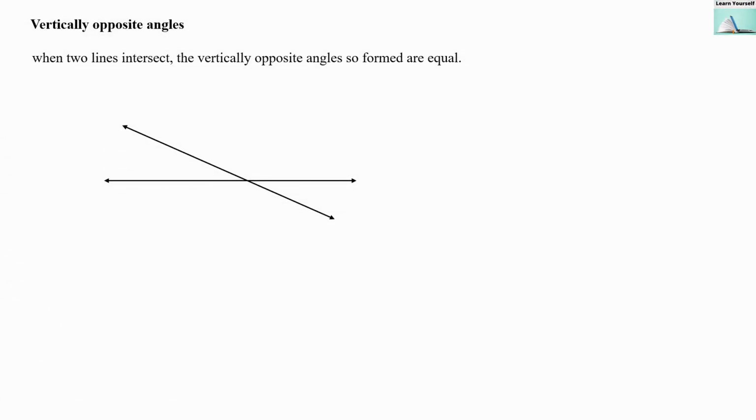Vertically opposite angles. Now these two lines are there, line AB and line CD. They are intersecting with each other at one point and I am giving point O. When two lines intersect, the vertically opposite angles so formed are equal. Now here four angles are being formed. As you can see, this angle 1, angle 2, angle 3 and angle 4. So if I draw a figure like this, then it will be easy for us to understand and then we will come back to this original figure.